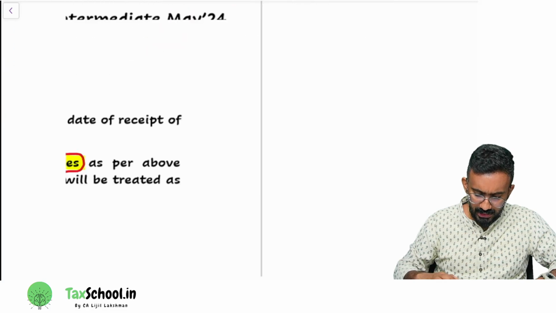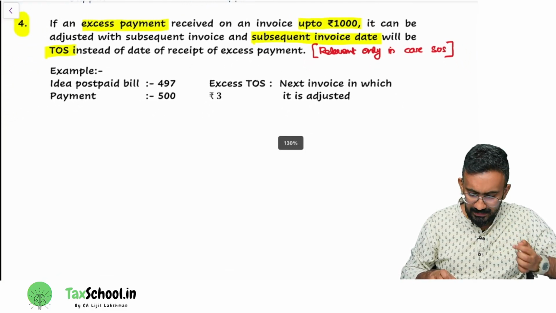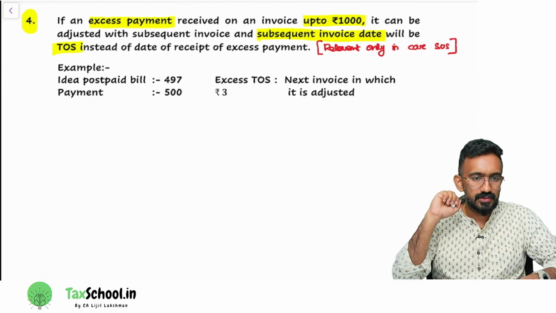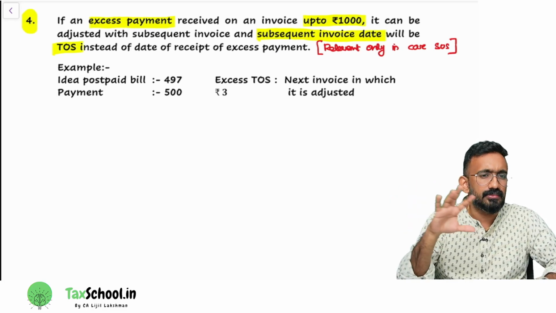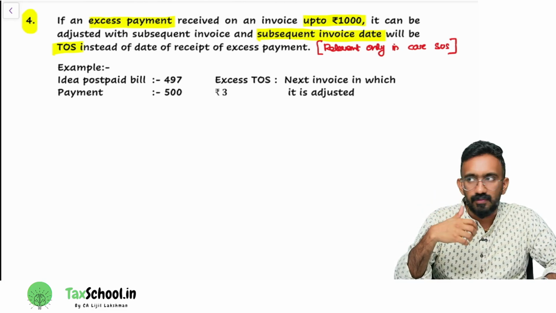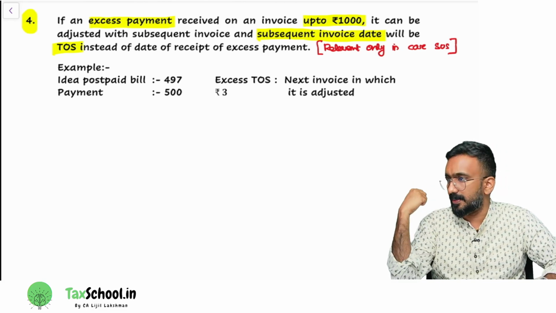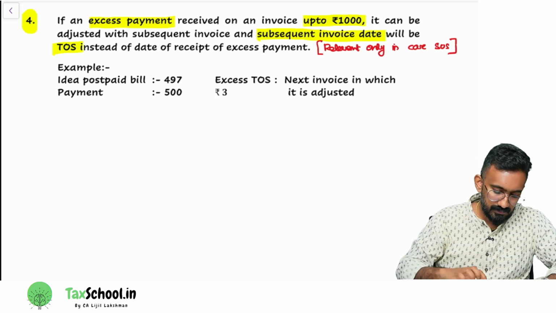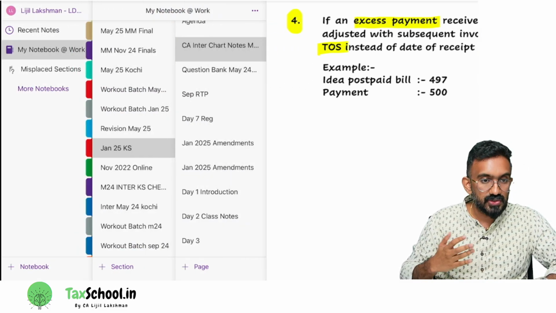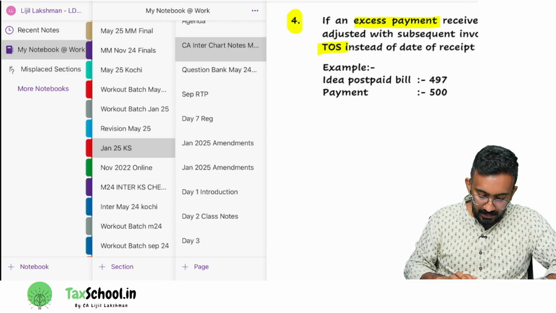One small additional note for you to look at. So far not tested, but can be tested, right? So I'm just reading you through this also, since I'm doing a chapter, trying to maximize the understanding in the chapter. If there is an excess payment received on an invoice up to ₹1,000, it can be adjusted with subsequent invoice, and subsequent invoice date will be time of supply instead of date of receipt of excess payment. Up to ₹1,000, if you got extra, don't treat it as an advance, is what they're saying. Time of supply would be the next invoice date only.